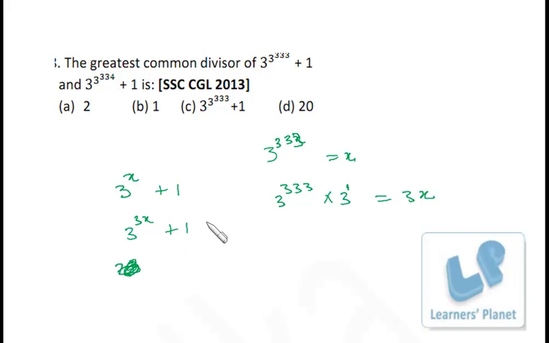Now see, suppose it's a plus 1, right? I assume a is 3 raised to x. Then this is a cube plus 1. Then a plus 1 will always be a factor of a cube plus 1, right? That means 3 raised to x plus 1 will always be a factor of 3 raised to 3x plus 1, right? That means this number is a factor of this. That means this is the HCF, that is the greatest common divisor. Okay? I hope you are clear.